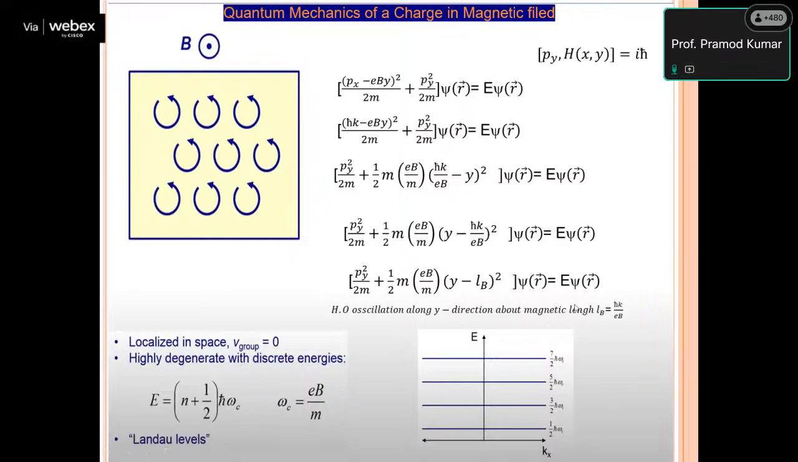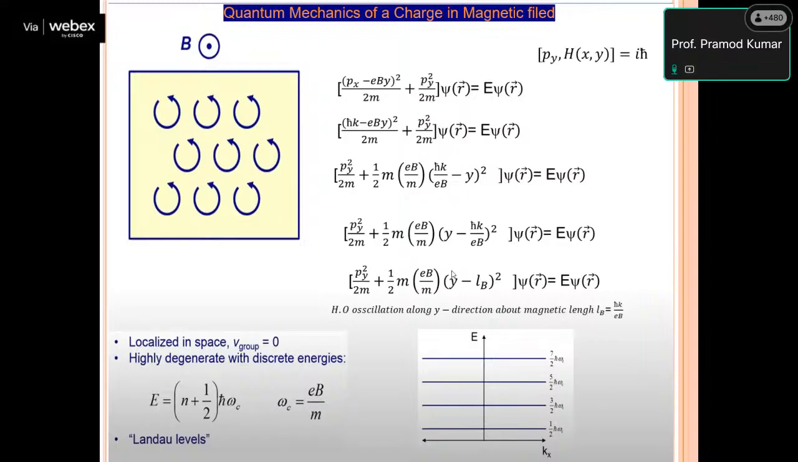Now we have to examine this expression. This expression is exactly similar to the harmonic oscillator expression, a well-known expression in quantum mechanics. Once we get the idea that this problem is exactly of the harmonic oscillator type, there is no reason to solve further. You can just take the direct solution of those expressions.